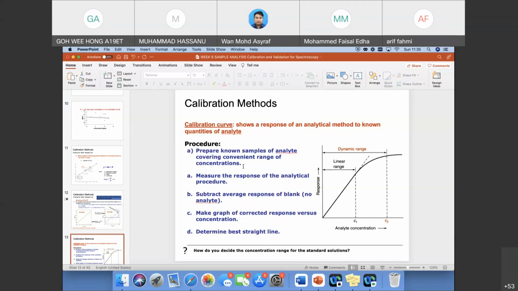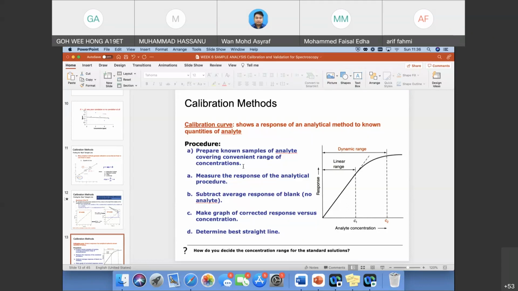So you need to do 0, 0.1, 0.5, 1, 1.5, and then 2 ppm. So you need to know the range of concentration that corresponds to the instrument that you are going to use. After you have determined the range, you do your dilutions, and then you measure the response. For each calibration curve, you need to have a blank as well.